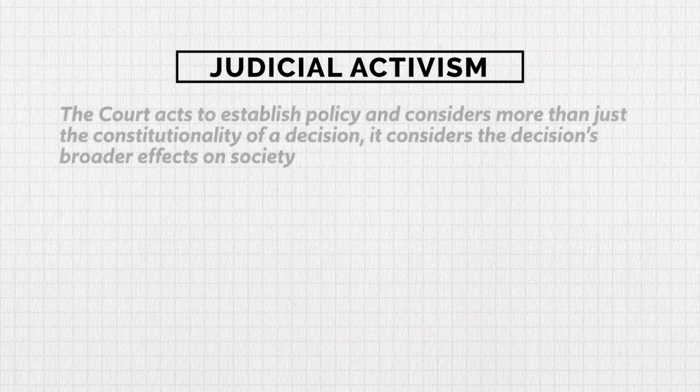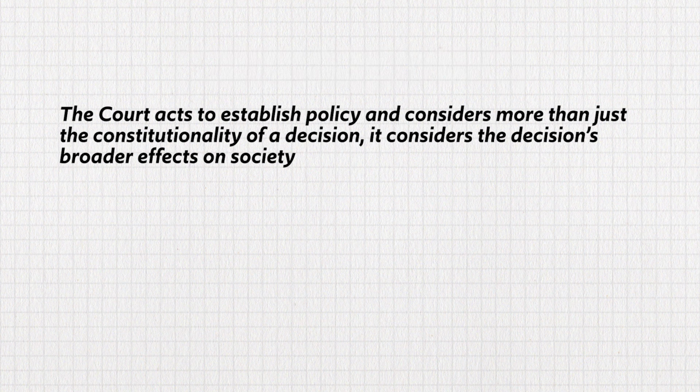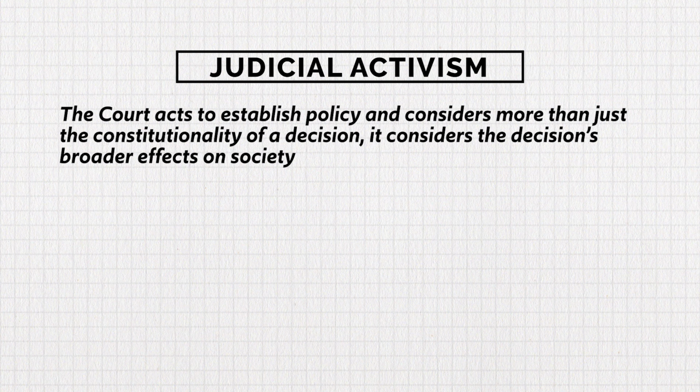Now, when it comes to upholding or overturning precedents, the court's activity falls under two headings: judicial activism or judicial restraint. Judicial activism is the idea that the court acts to establish policy and considers more than just the constitutionality of a decision, it also considers the decision's broader effects on society. Brown versus the Board of Education is an important example of that. And activism in the court can either be liberal or conservative.